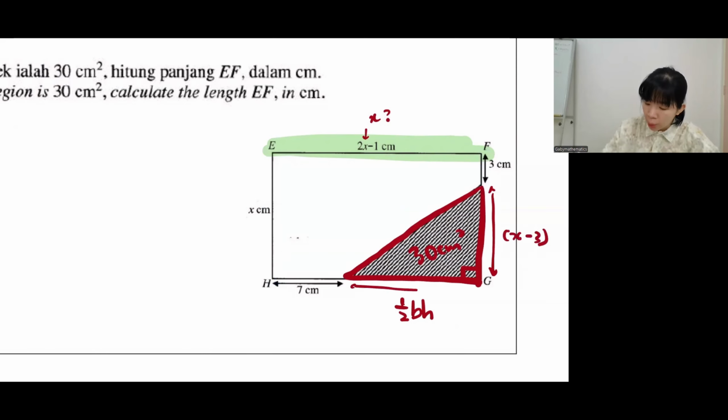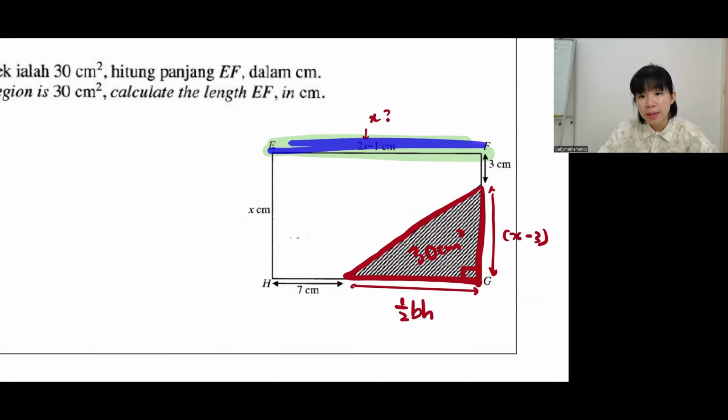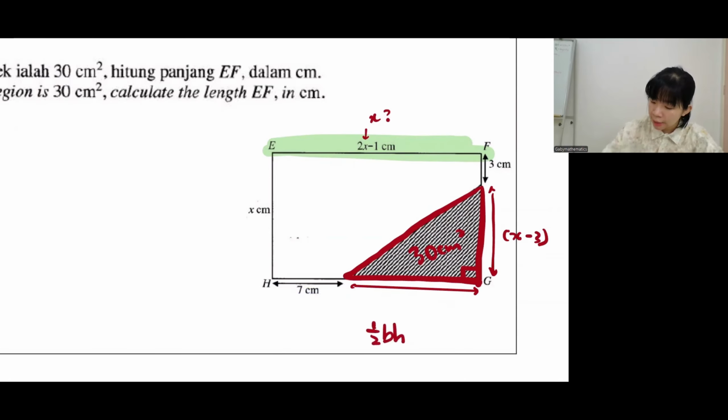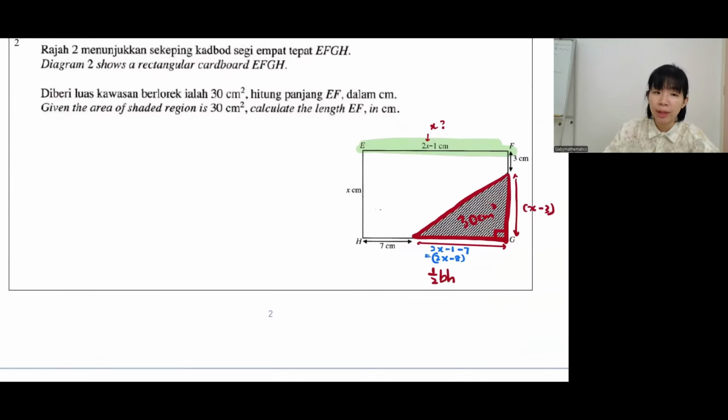Okay, then how about the width, the base here? This whole thing, the length of this EF is 2x minus 1. Then here 7. So left with how much? Isn't it we take 2x minus 1 minus 7 minus this one. We left with 2x minus 8. 2x minus 8.